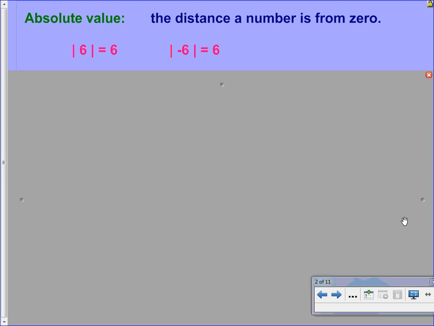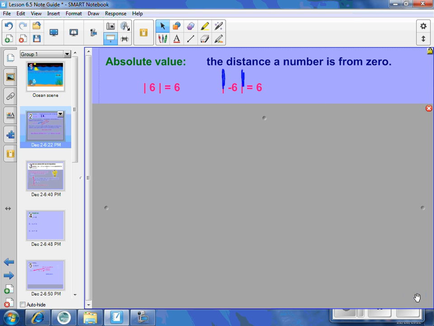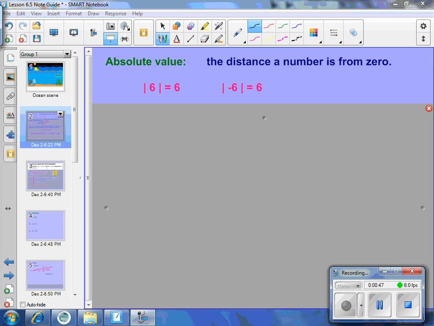The absolute value sign are those two sticks. Oh, and I'm going to have to pause this so I can realign the board. Pausing. Okay, let's try that again now that we are aligned.